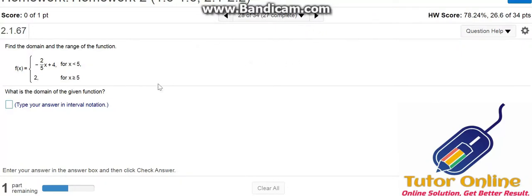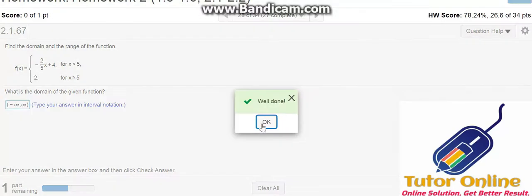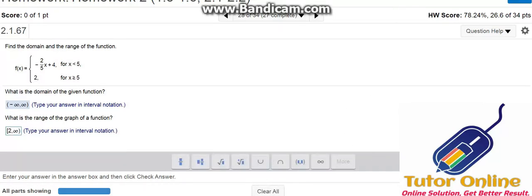Find the domain and range of the function. X is less than 5 and 2. What is the domain of the given function? Interval notation will be. So let's find. So let's check. The domain will be minus infinity to infinity. I think, yeah, that's good. What is the range of the given function? Yeah, I think its range is from 2 to infinity.